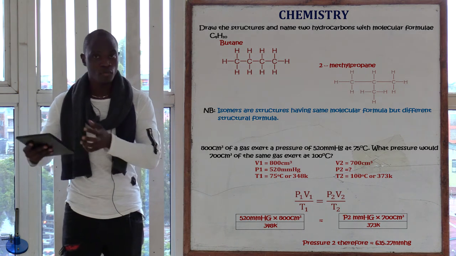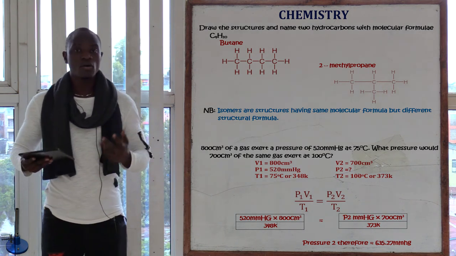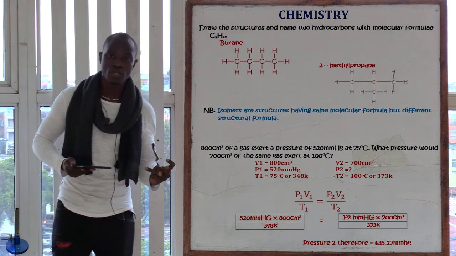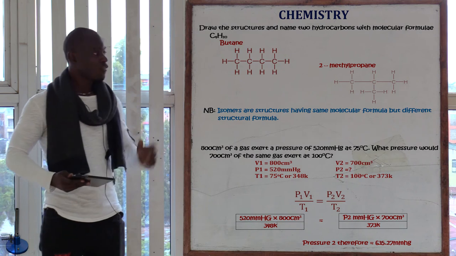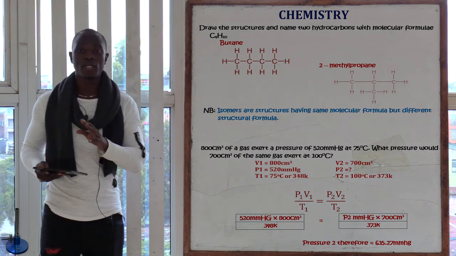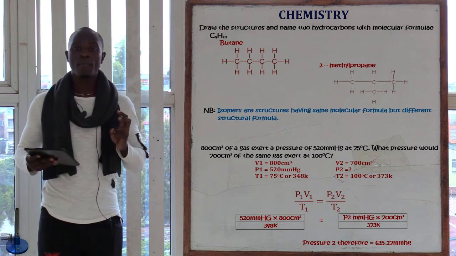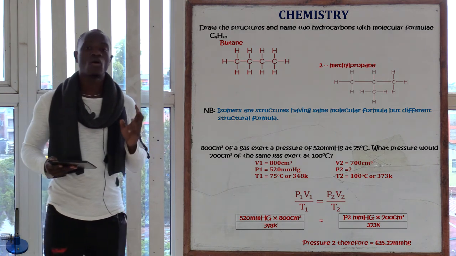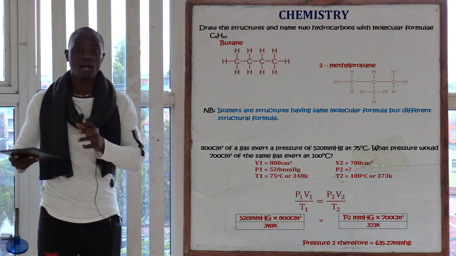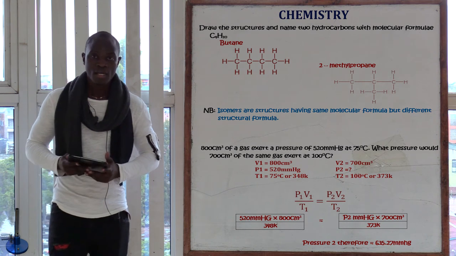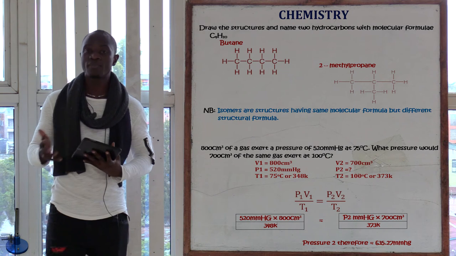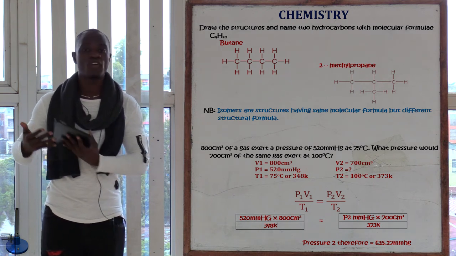Why is it called butane? It is called butane because it has four carbon atoms. If you draw the structure of butane, as you can see, it has single bonds. There is nowhere in the structure where there is a triple bond or a double bond. So every carbon atom is joined to another carbon atom with a single bond, so it becomes an alkane. It's in the family of alkanes.